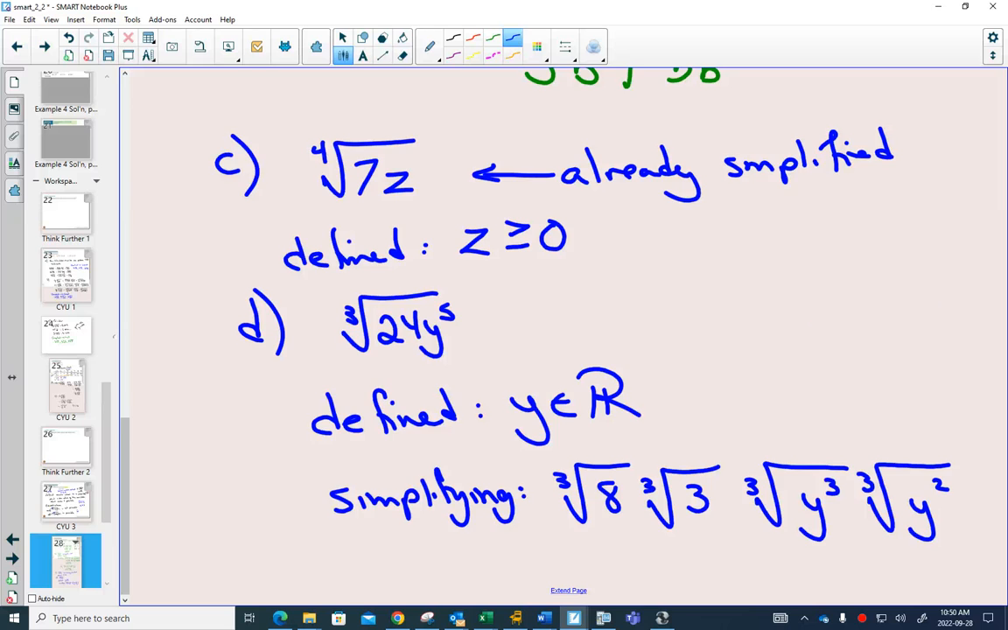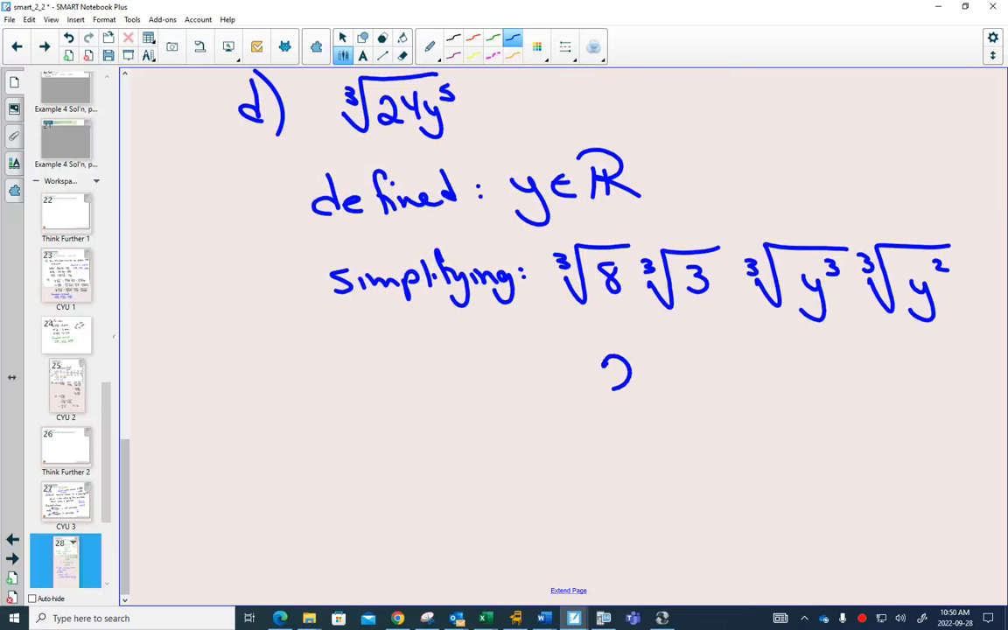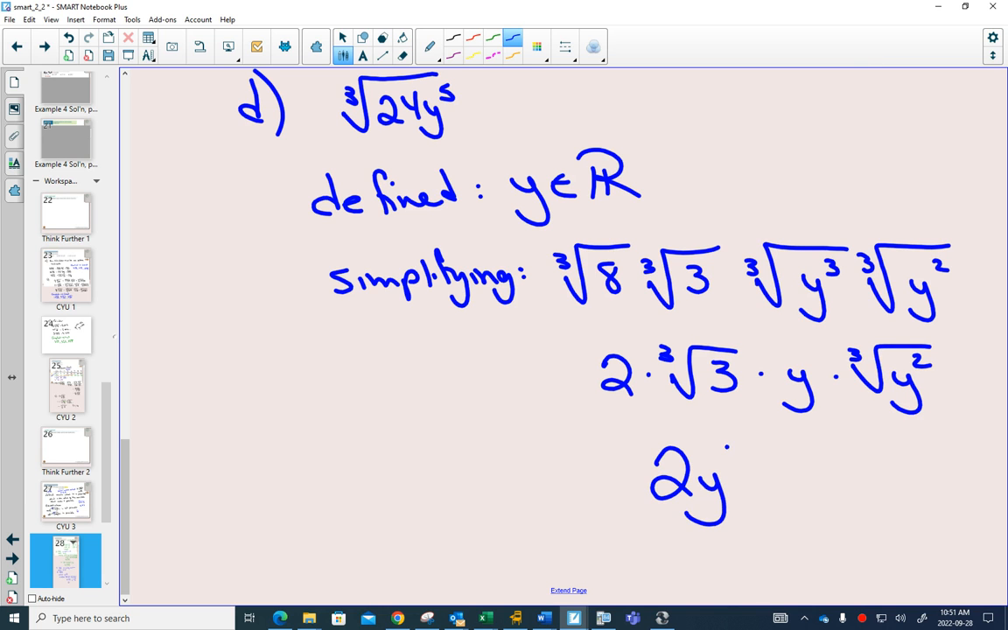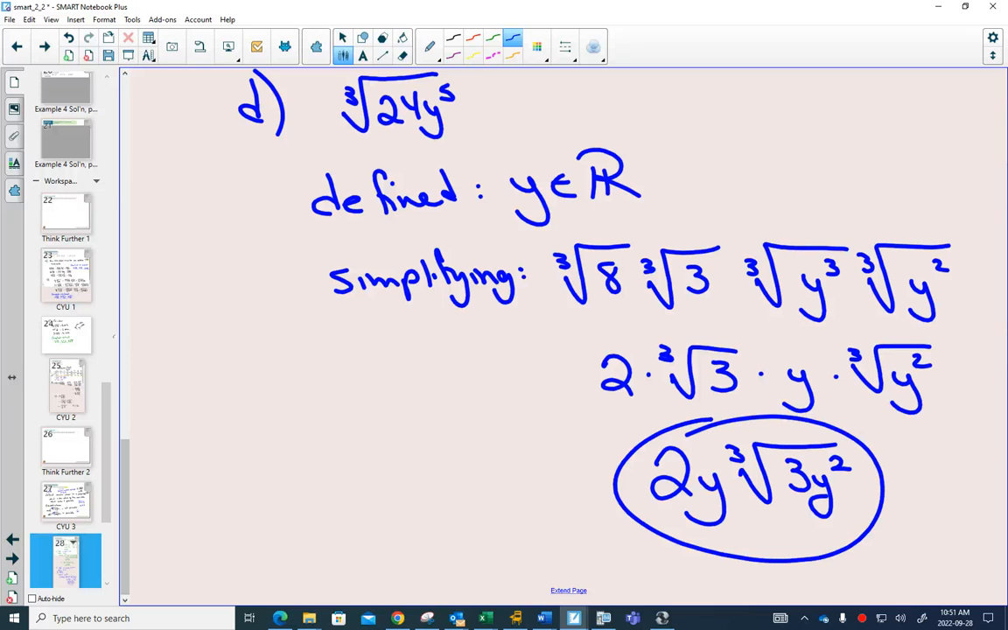Simplifying each of these directly, cube root of 8 is 2. Leaves me with a cube root of 3. Cube root of y is y. And then I'm left with a cube root of y squared. Putting this together, I can put the 2 and the y together, and I can put the 3 and y squared together. Now I'm showing all my work.